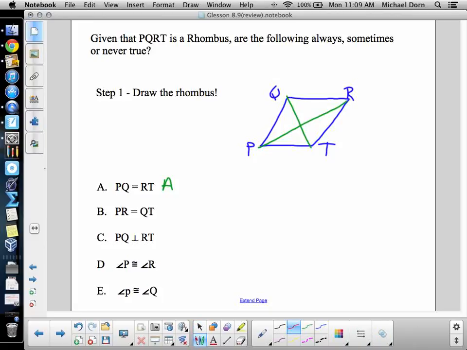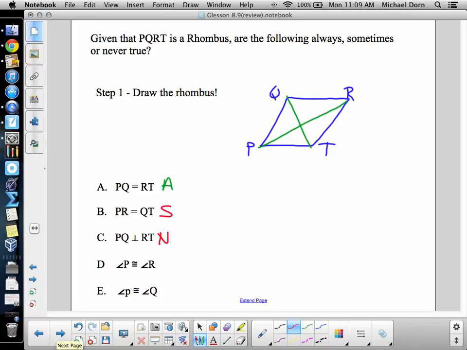All right, so PR and QT, are the diagonals always congruent in a rhombus? No. Are they sometimes congruent when the rhombus is a square? So that's a sometimes. PQ perpendicular to RT. PQ and RT perpendicular. Always, sometimes, or never? Never. Why not? Yeah, they have to be parallel. They can't be perpendicular. They're opposite sides.